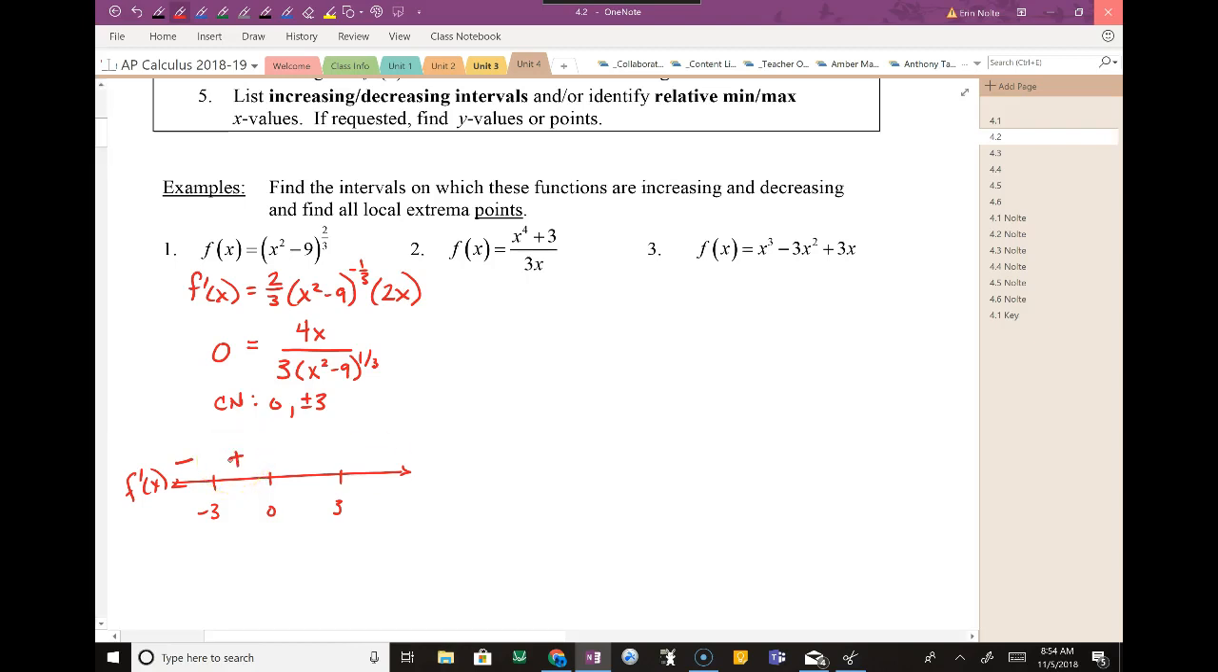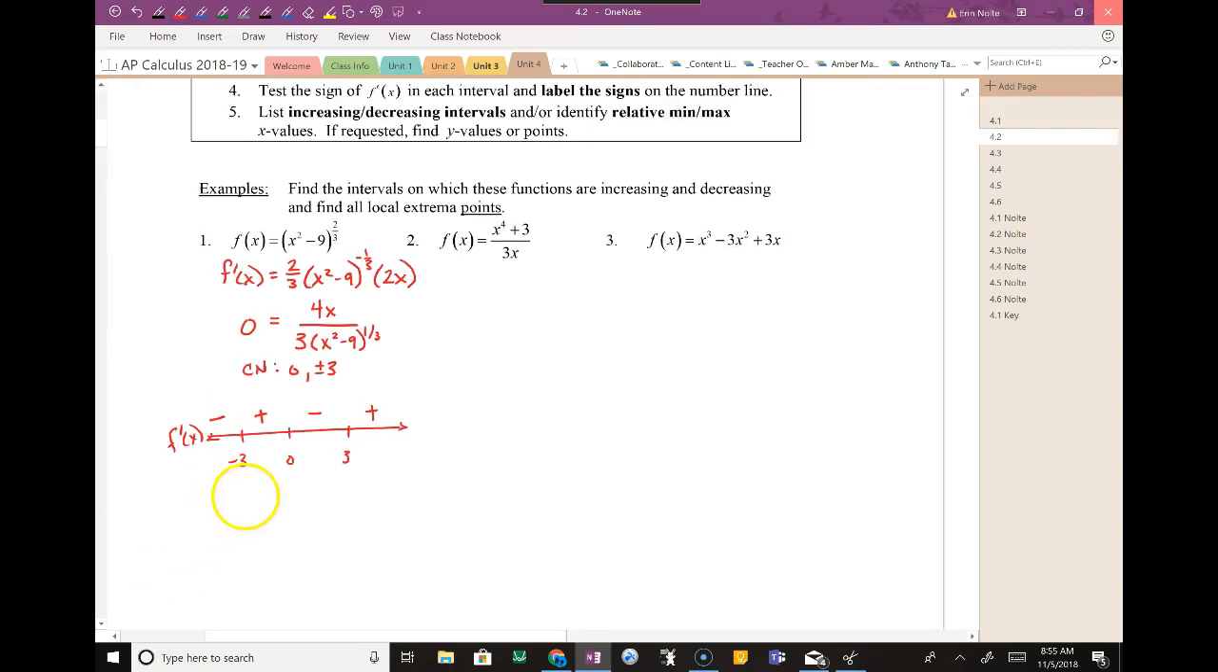Okay, give me a value between 0 and 3. 1 or 2 would work. 1 is perfect. So if I plug 1 in, I would get a positive on the top, a negative on the bottom. Positive over negative is a negative. For my last interval, I need a value greater than 3. 4 would work. If I plug 4 in, I get a positive on the top, a positive on the bottom. Positive over positive is a positive.